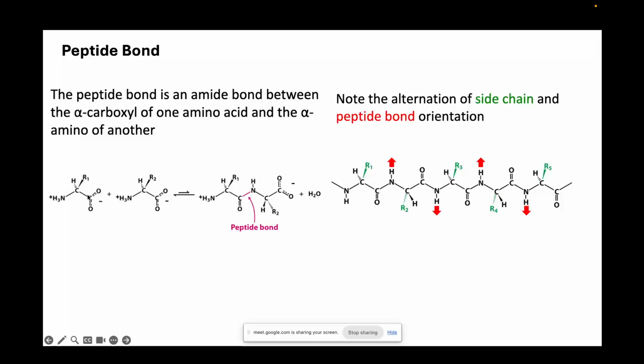Both of them are similar. If you have different R1 and R2, you'll have different amino acids, right? Now, when you join two amino acids, this bond is formed, which is the peptide bond. So the CO on the left has a negative charge, and the amino group on the right has a positive charge. So they join together to form a peptide bond.